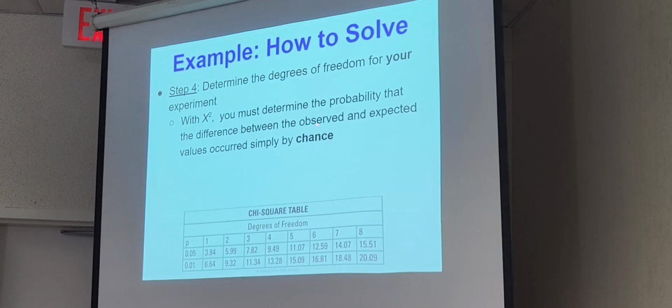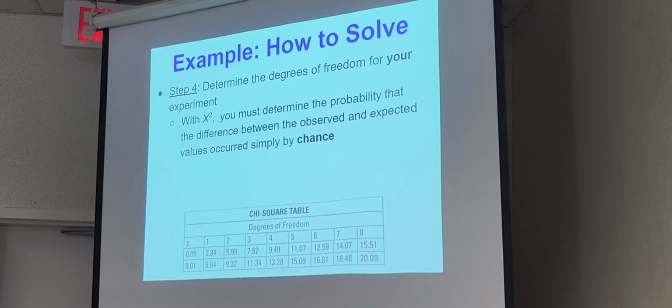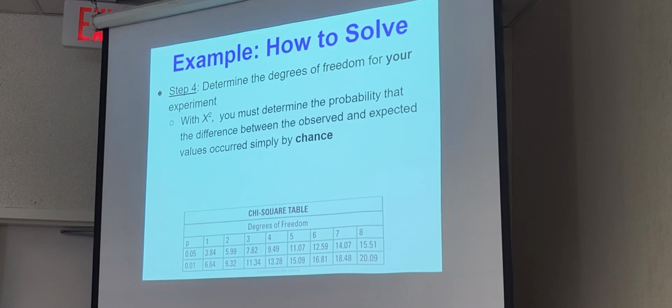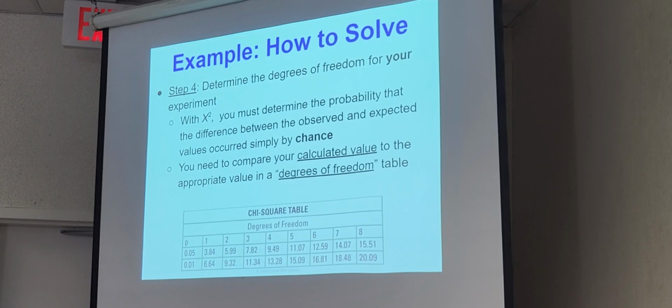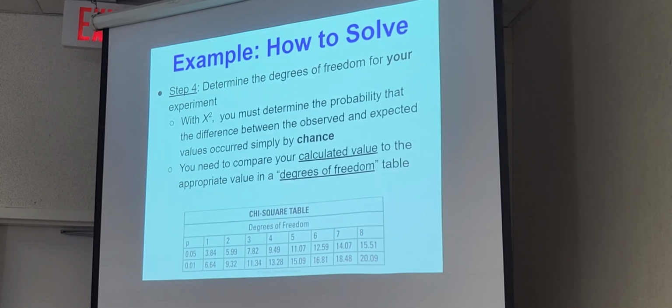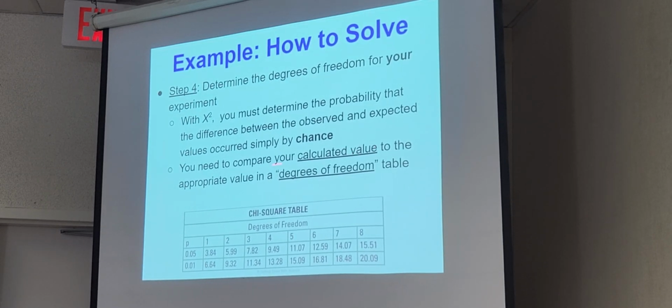With the chi-square, you must determine the probability that the difference between the observed and expected values occur simply by chance, or you determine if there's something else influencing your data. Your degrees of freedom, again, is going to be the possibilities minus 1. Compare your calculated value to the appropriate value in the degrees of freedom table.